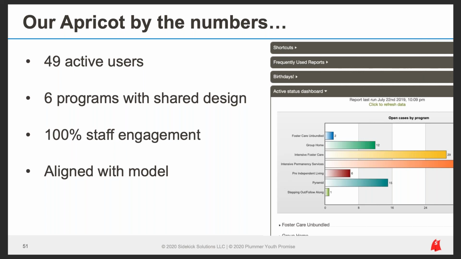100% of our staff in the 6 programs are trained on Apricot, and they're documenting toward outcomes on a regular basis. And we now have all these great utilization and compliance mechanisms built in so we can check that. 100% of our staff on all shifts are aware of and engaged in client goals. So this is a huge shift from where we were all those years ago.